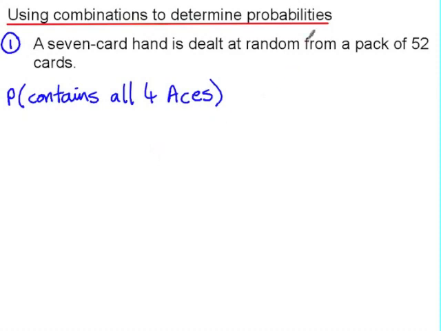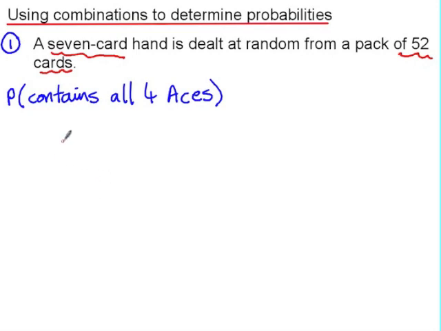In this lesson on probability, we're going to use our knowledge of counting techniques to determine the size of the sample space and also the number of favourable outcomes. So in this first example, we have a 7-card hand dealt at random from a pack of 52 cards, and we want to know the probability that the hand contains all 4 aces.